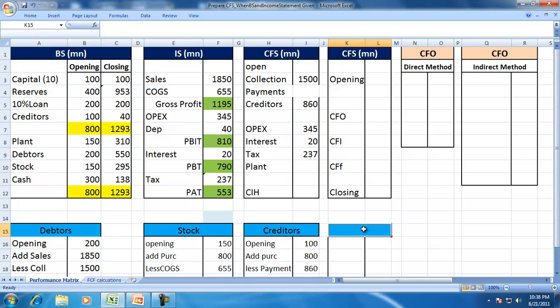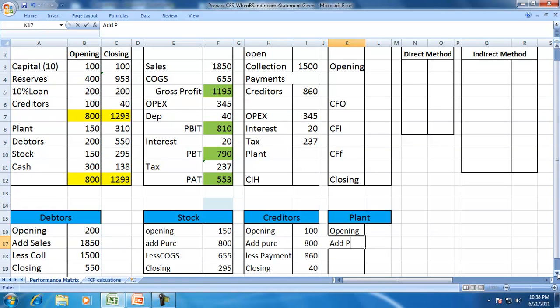Similarly, let us see the plant. There was a change in the plant. First let us understand why at all the plant will change. The plant will change if there is a purchase. The plant will change if there is depreciation, so that the balance will be the closing. Let us see whether there is any purchase. The opening balance of the plant is given, but you don't know about the purchase. Depreciation is 40, and the closing balance is given as 310.